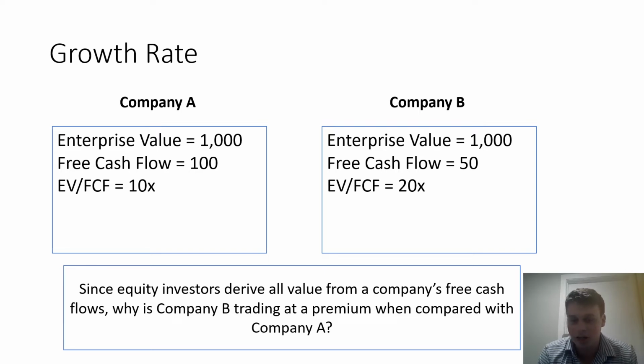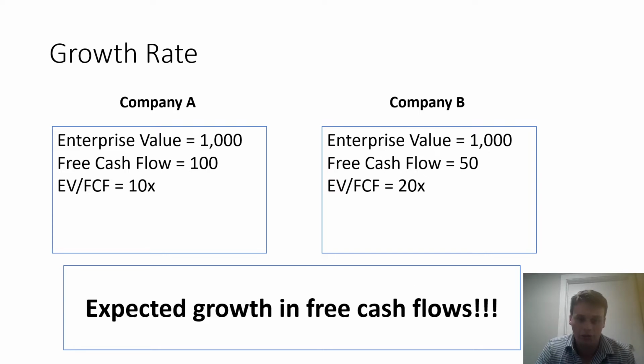Well, the simple answer there is growth. The market must think that company B is going to exceed company A in growth rate, so that they will eventually have the same enterprise value if we're looking at cash flows into perpetuity. So that's why company B has an EV to free cash flow multiple that's double company A's. You could say, if a company's multiple is higher than another company's multiple, the market thinks that company's free cash flows are going to grow at a faster rate. Well, that's not quite it, as we'll see. But yeah, expected growth in free cash flows is one of the things that a multiple can tell you.